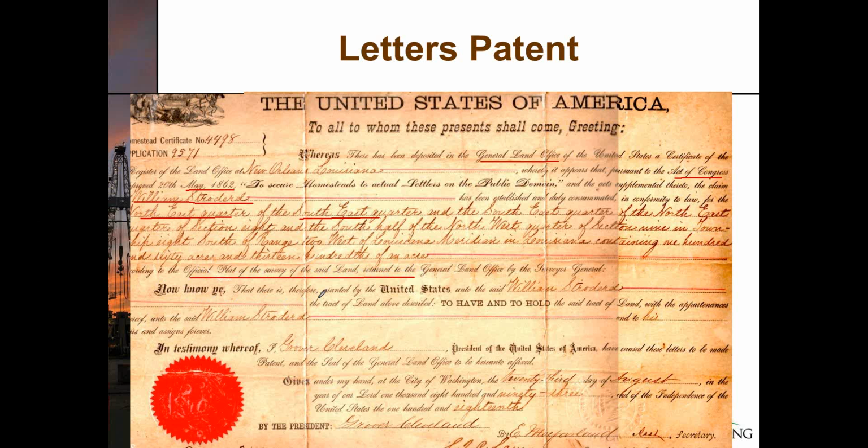Now know ye that there is therefore granted by the United States unto the said William Stoddard the tract of land above described. And then it goes on to say, in testimony whereof I, Grover Cleveland, President of the United States, have caused these letters to be made patent. And that's why they're called letters patent. Now, I don't think this is Grover Cleveland's actual signature, but he was the president at the time.